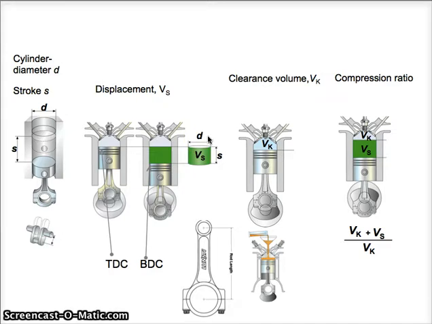And there is also another volume. We have the clearance volume. That is the volume of the combustion chamber, the volume that is remaining when the piston is in the top dead center. And by the clearance volume and the displacement, the compression ratio could be calculated. And the compression ratio is the relation between the displacement and the clearance volume. That is a very, very important design parameter on an engine.